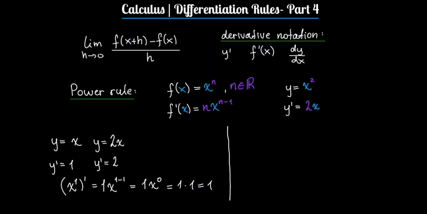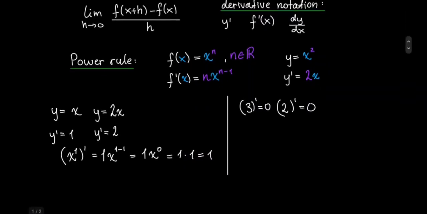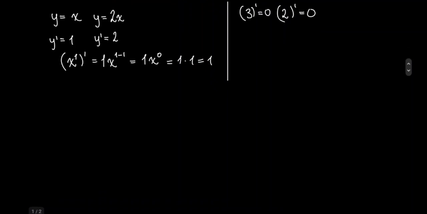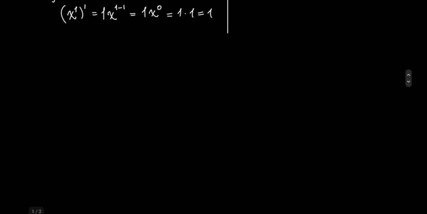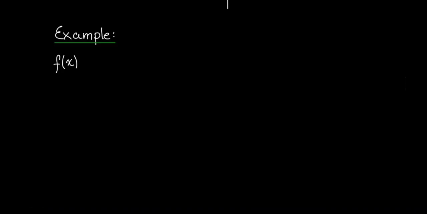Now, another case that may arise is what would be the derivative of a simple number, for example, 3 or 2. Well, since constants do not have any x value attached to them, their derivatives would just be 0. Of course, functions are almost never that simple. Usually we have the addition and subtraction of several components.